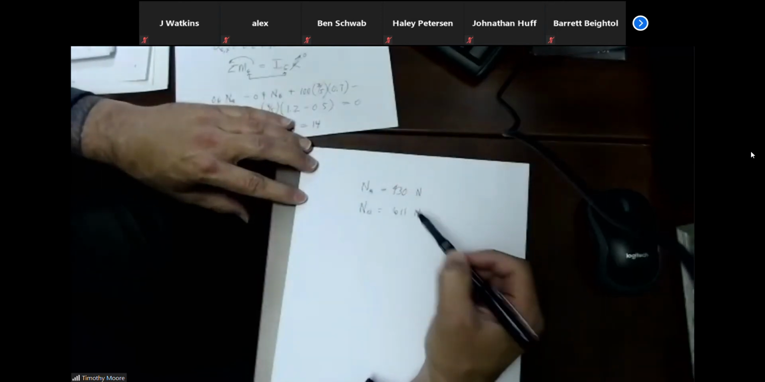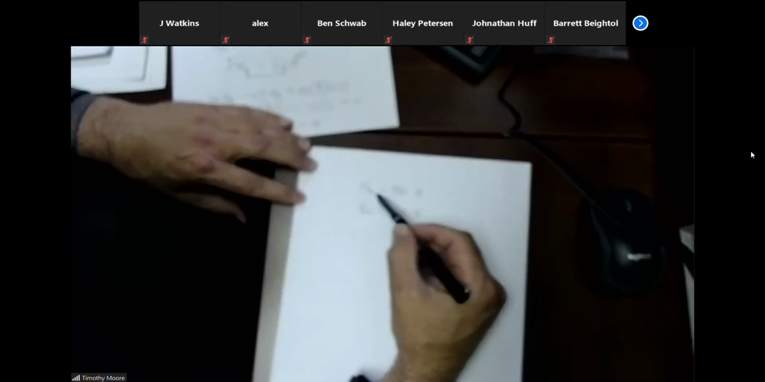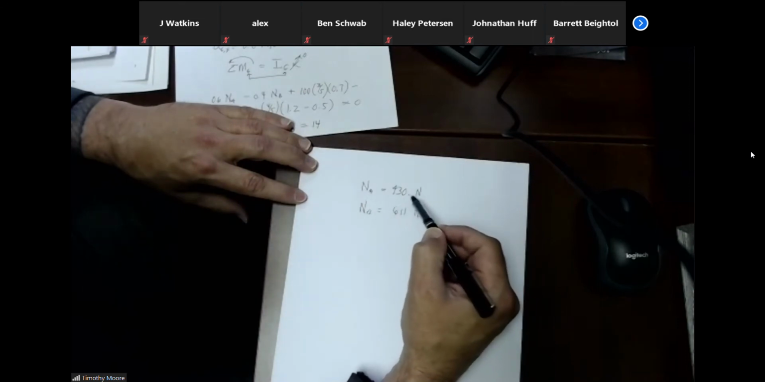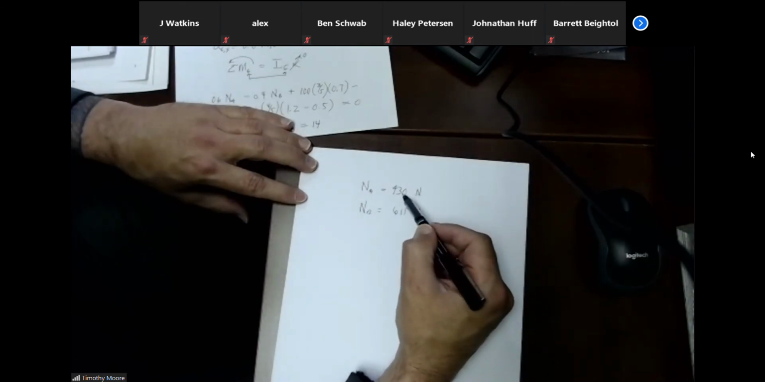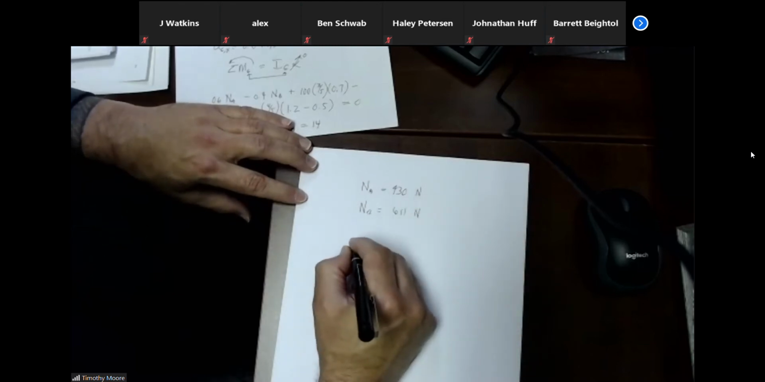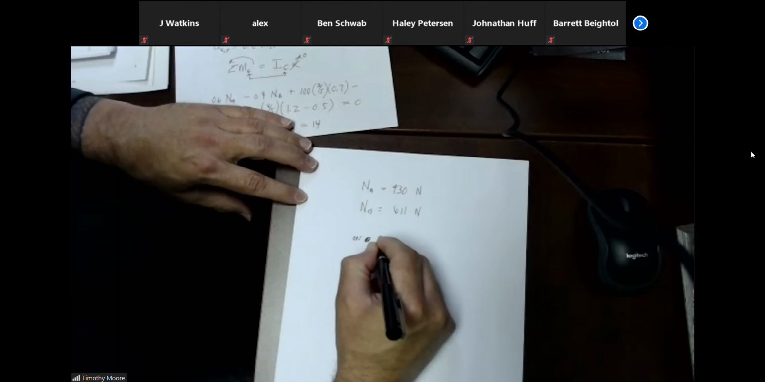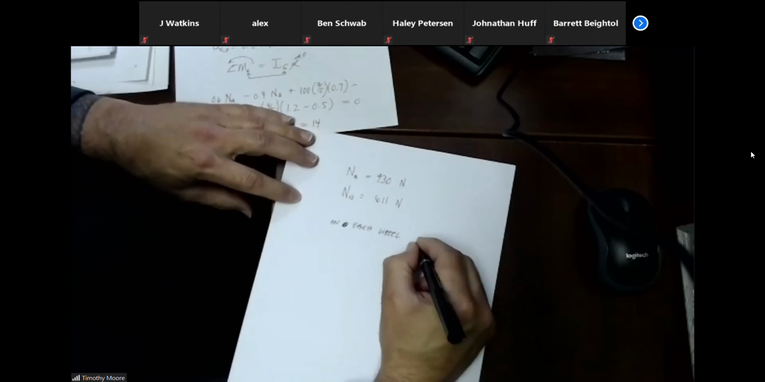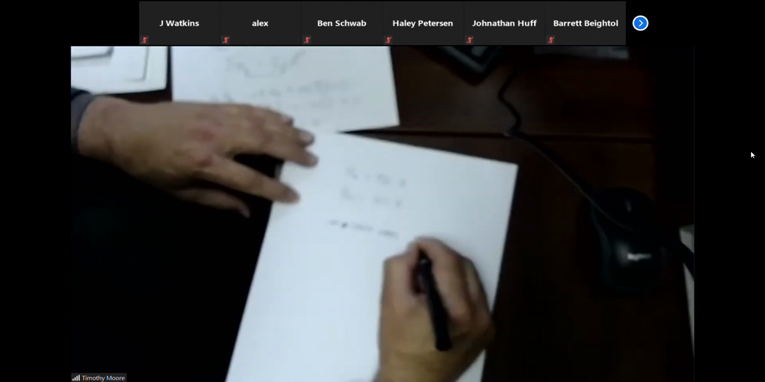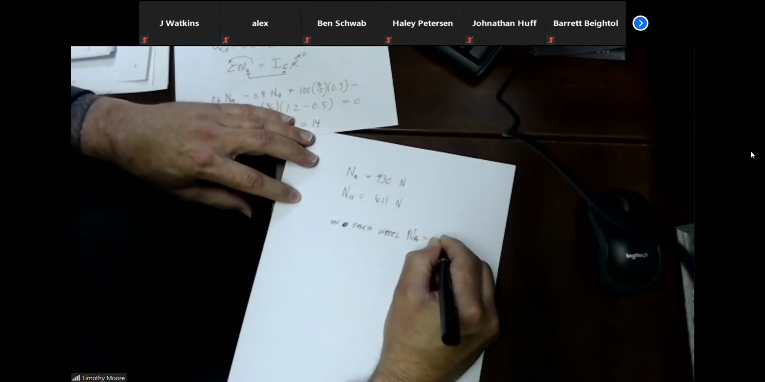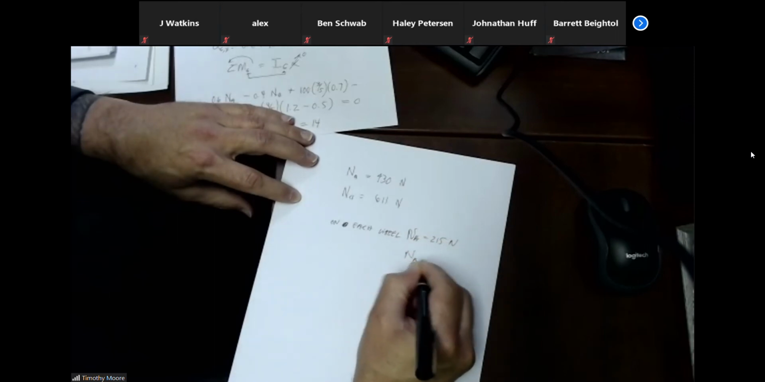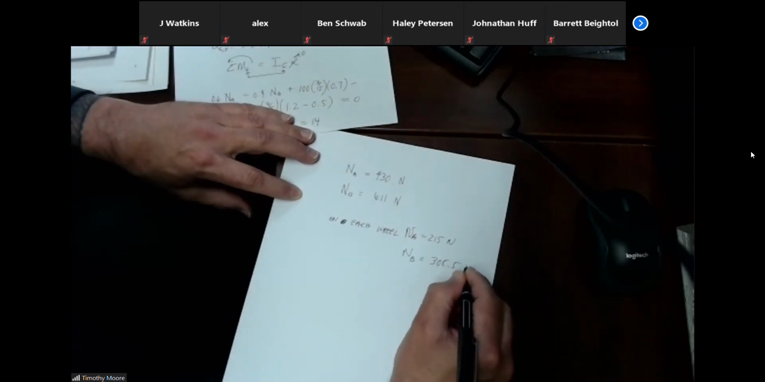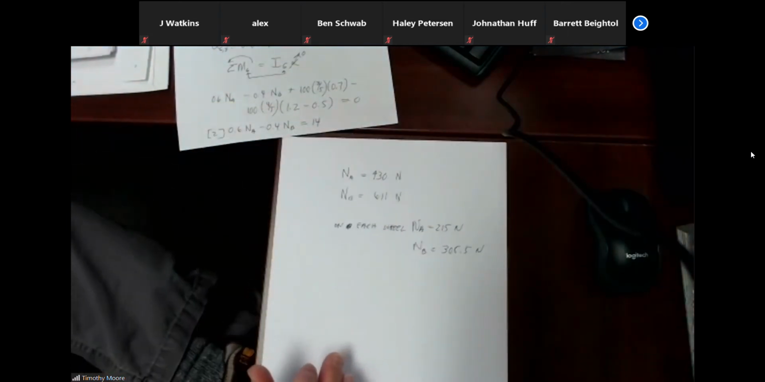However, there are actually 4 wheels on this cart, and what I found was that this is the normal force at A. So if I had said what is the actual force on each wheel, since there are 4 wheels, I would have had to divide this by 2. And so on each wheel, then at A, it would be 215 newtons. And the normal force at B would be 305.5. Okay. And so that would be the normal force on each wheel.